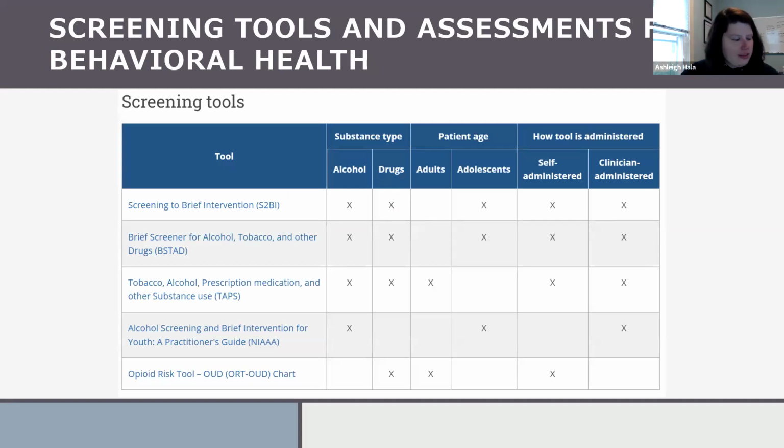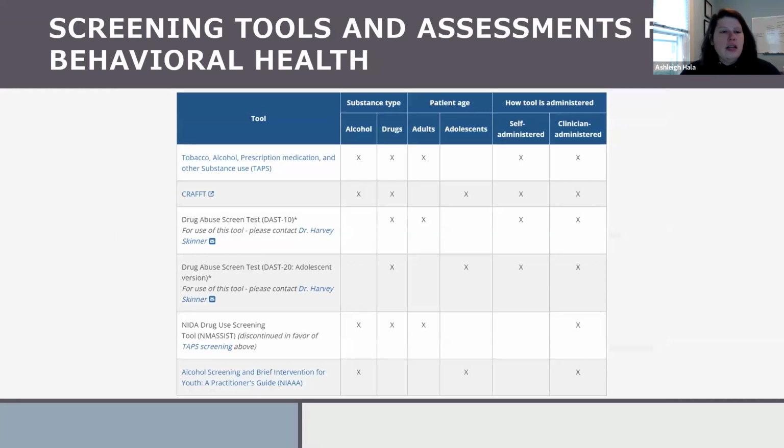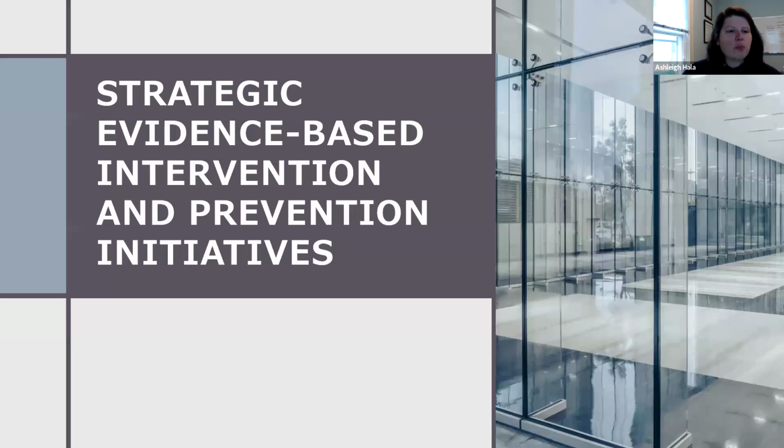I just wanted to provide you with this as well. These are just some examples of screening tools. We won't go through all of them, but what you'll see here is the substance type that it assesses for, who it's meant for, adults or adolescents, and then if it can be self-administered or clinician administered. I know this is being recorded, happy to share slides if you want to take a look at some of these specific screenings themselves. So we've got some for opioids, tobacco, alcohol, etc. Just wanted to make sure you had those to take a look at later on.